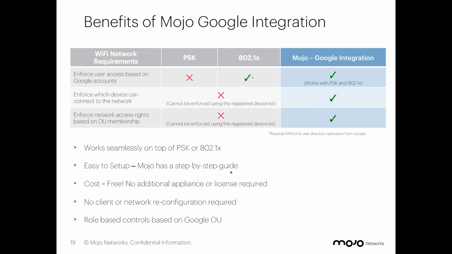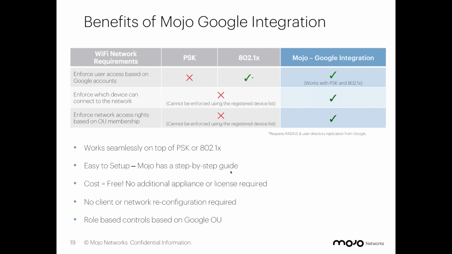It's free, and there's nothing you need to do with clients. Since you have Google already set up, you have all the clients registered, everything you need to do on the Google side from the client perspective is done. And with Mojo Enforce, you can actually have more control, because not only can you make sure people are on or off the network, but you can give them access rights based on the organizational unit in Google.